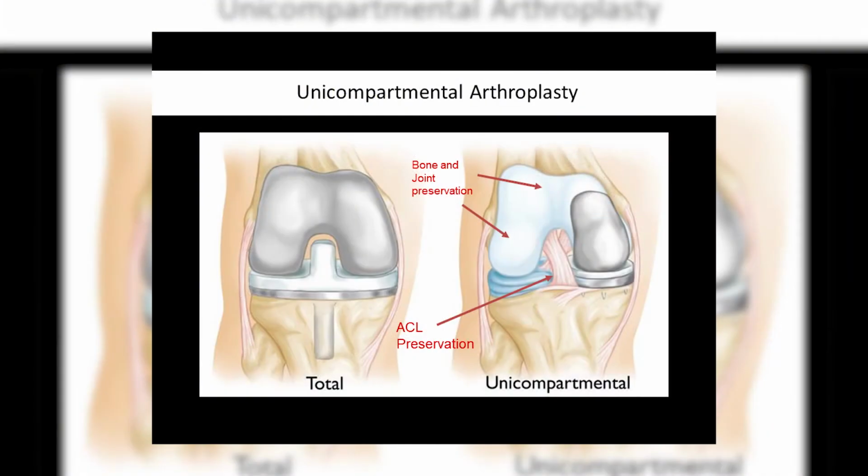Here's an illustration on the right. You'll see that this is a partial knee. It's a medial compartment arthroplasty. The patellofemoral and lateral compartments are preserved. And on the left, you'll note the total knee, in which all three compartments are resurfaced. And also, it's very important to note that the ACL is preserved with the partial knee, which is really paramount in this type of surgery.